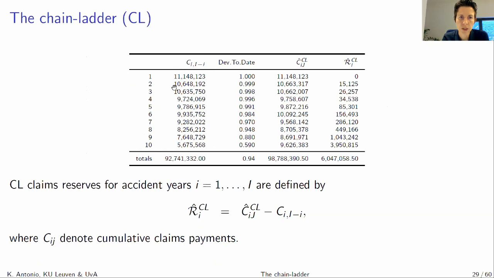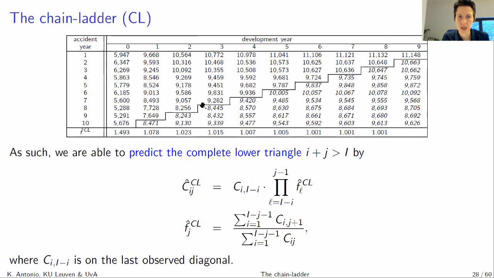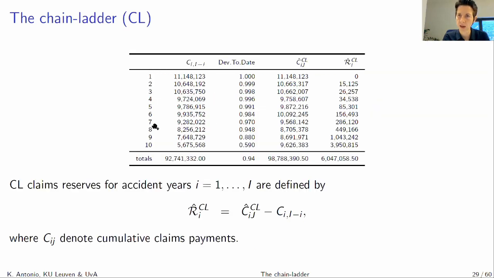So what do we list here? Maybe that's a good question for you. If I would ask you for each of the columns here, what is displayed? So what do we have over here? This is the C_{I,I-i}, so that's the cumulative amount on the most recent diagonal. So these are the cells that I get over here. I observe these cells. These are the cumulative amounts that my chain ladder is going to start from, because I'm going to multiply these amounts with certain factors. So that's what's displayed over here per accident year, ranging from 1 to 10.